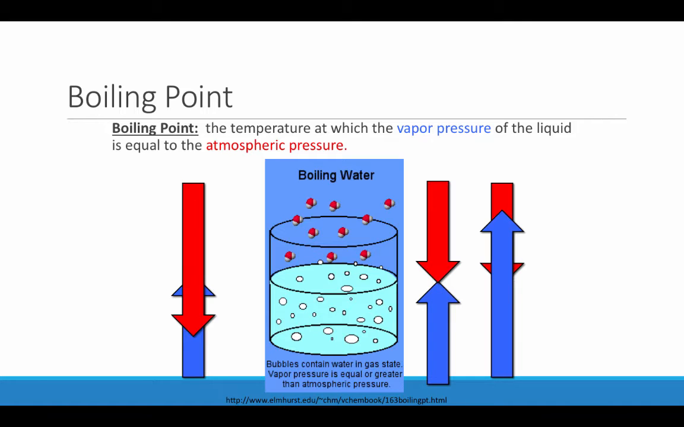This explains why water boils at different temperatures at different altitudes. As you may know, atmospheric pressure decreases greatly with increasing altitude. Therefore, water will boil at a lower temperature at higher altitudes, since the vapor pressure does not need to be as high to equal the atmospheric pressure.